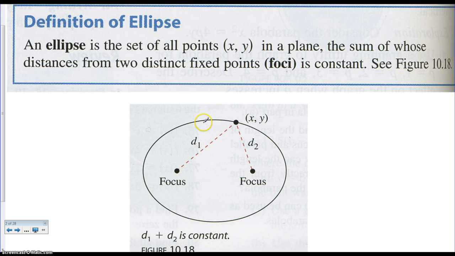So what that means is that I can choose a point anywhere, like I chose that point. The distance from these two points, when I add them together, will be the same as if I were to add the distances from this point to this focus, from this point to this focus. That's going to be constant the whole time.